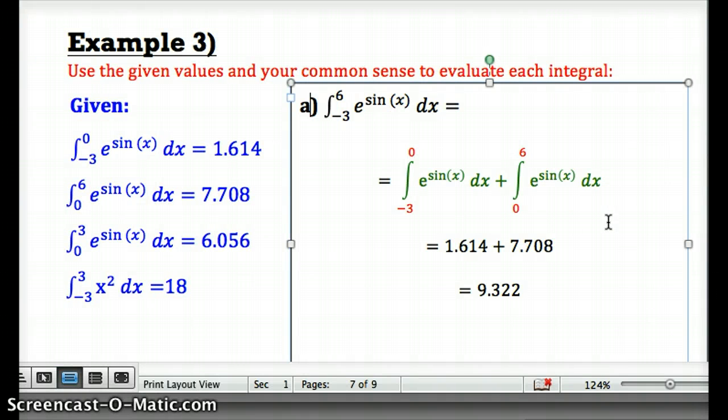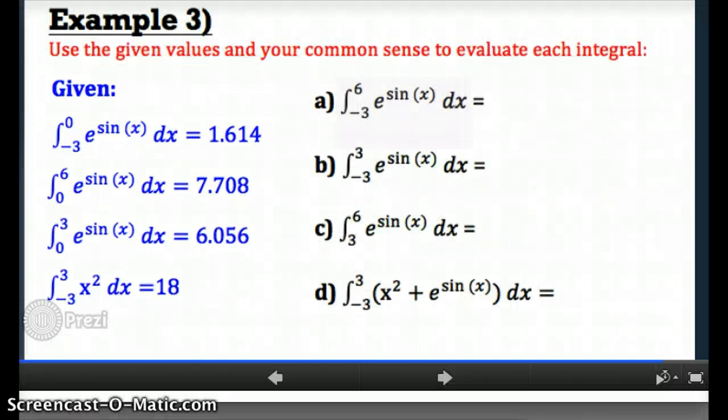And the idea was if I want to know the area under this curve all the way from -3 to 6, I can add together the areas from -3 to 0 and the piece from 0 to 6, and altogether I'll get that entire area. Your job right now is to work out B, C, and D, and then I'll show you the answers.